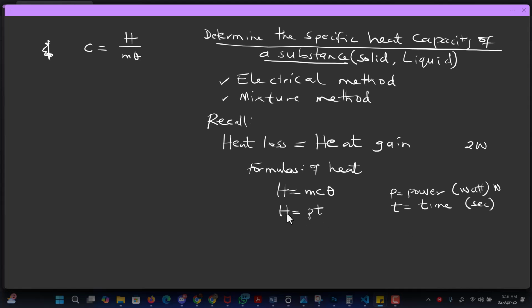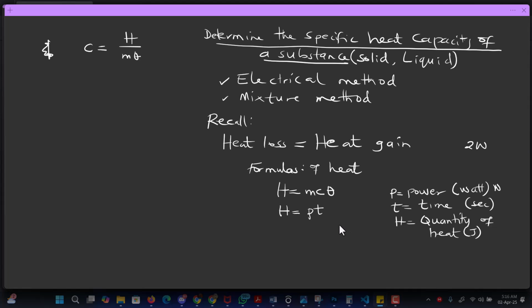Now, your H still remains your quantity of heat, and the unit for quantity of heat still remains joules.